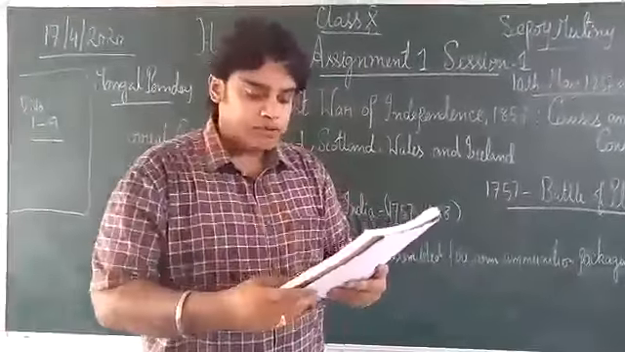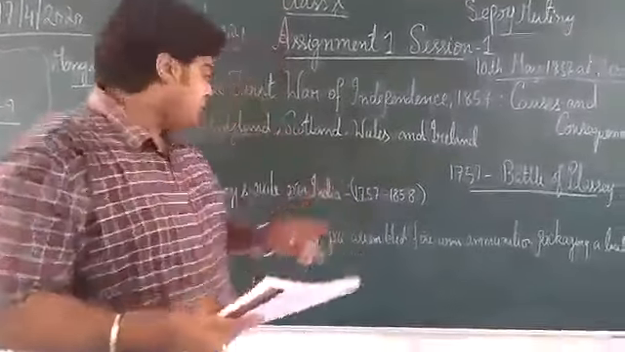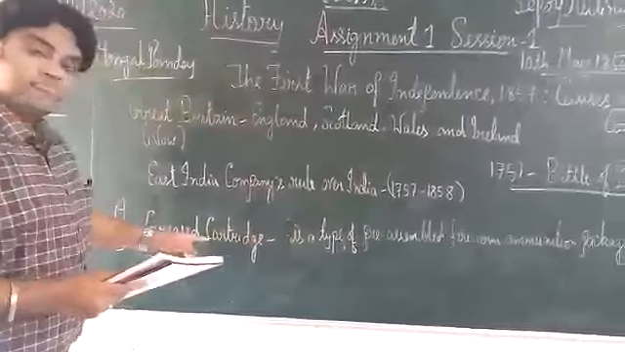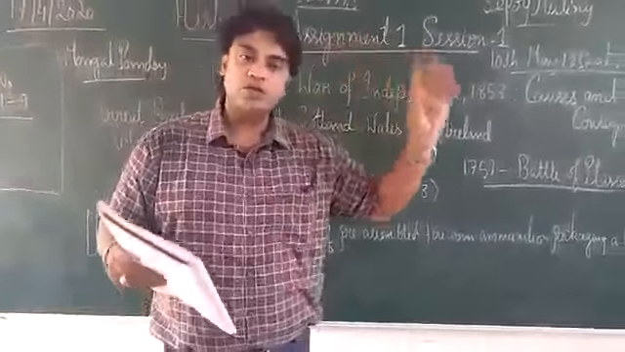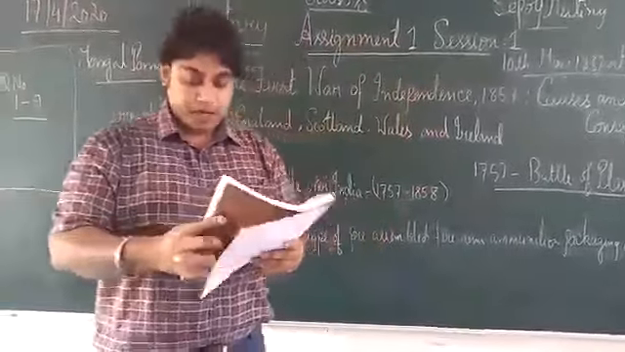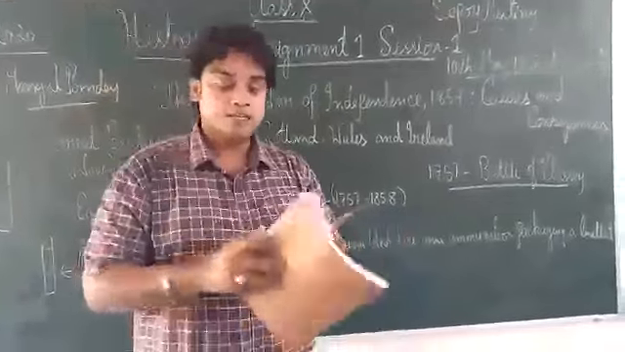Main events of the first War of Independence. The immediate context of the first war was the greased cartridges. That was the immediate cause. There are many causes, political, social, economical, religious causes, but this was the immediate cause. A rumor spread that the cartridges were greased with the fat of cows and pigs.